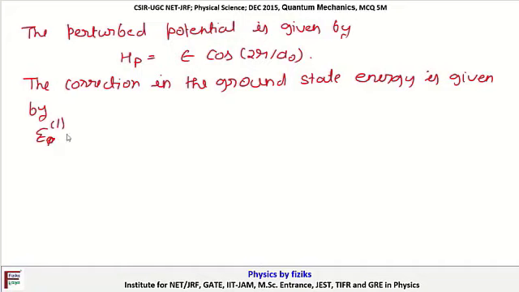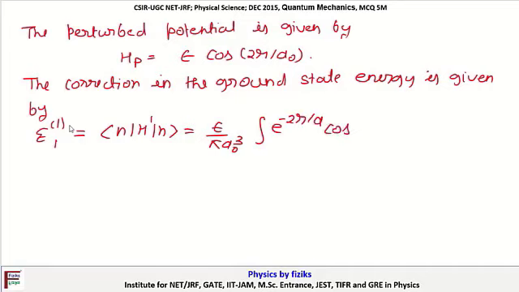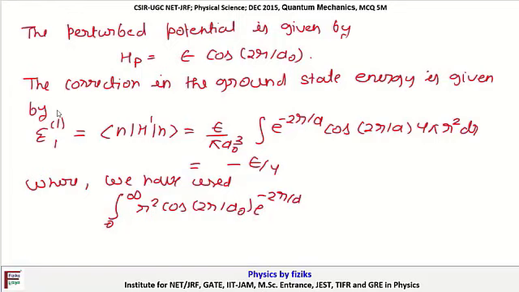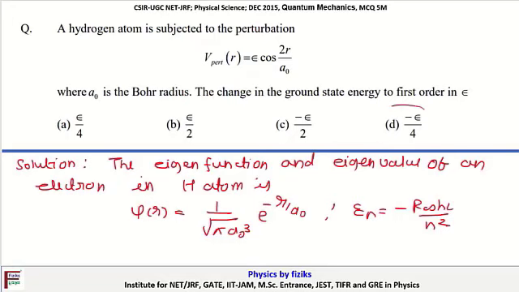E G1 equal to the expectation of H prime, which is equal to epsilon by pi a0 cube, integral of e to the power minus 2r by a0 cos 2r by a0 into 4 pi r square dr, which is equal to minus epsilon by 4, where we have used the integral from 0 to infinity of r square cos 2r by a0 e to the power minus 2r by a0 dr equal to minus a0 cube by 16. Thus our option D is correct.